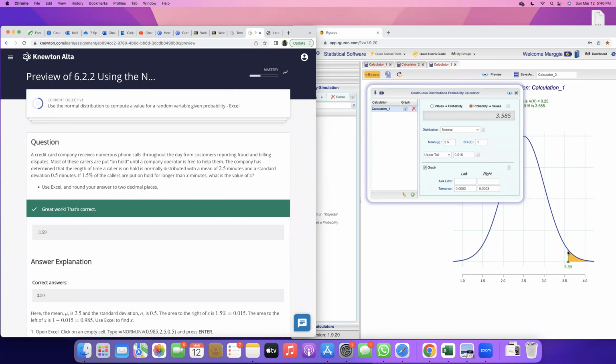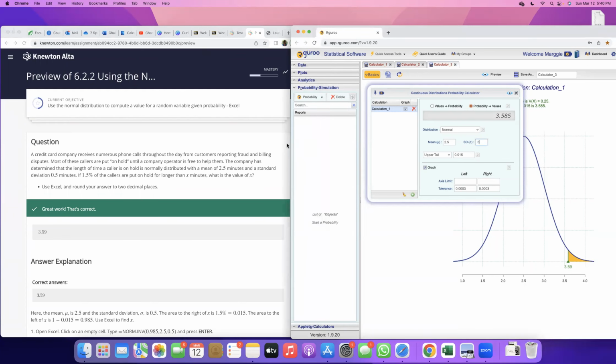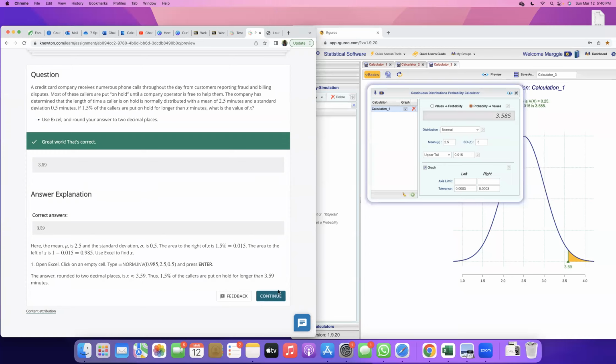The 3.59 is the value that holds that place for the 1.5% upper tail, which is the people that wait the most, the people that are put on hold for the longest time. All right. Okay, let's do one more.